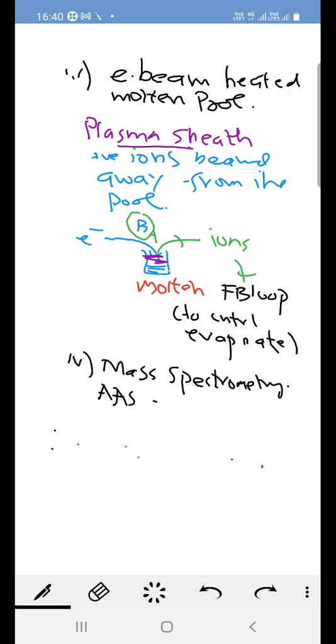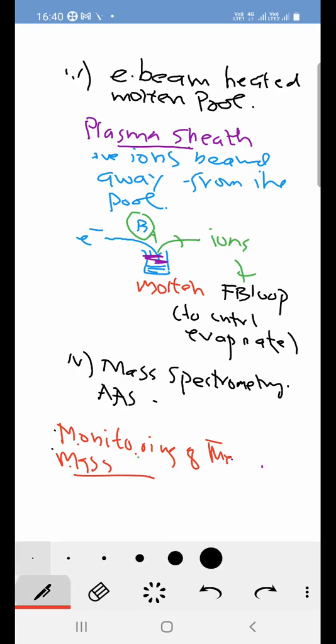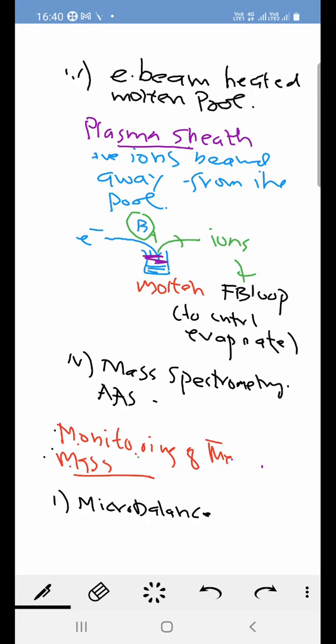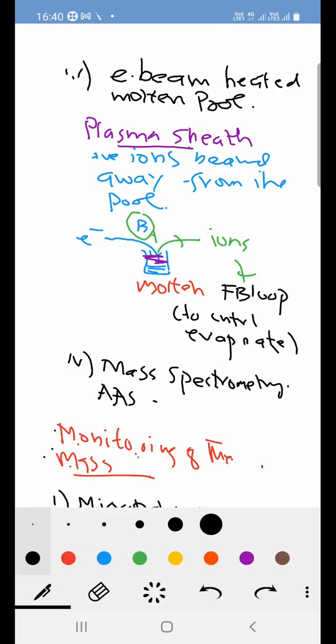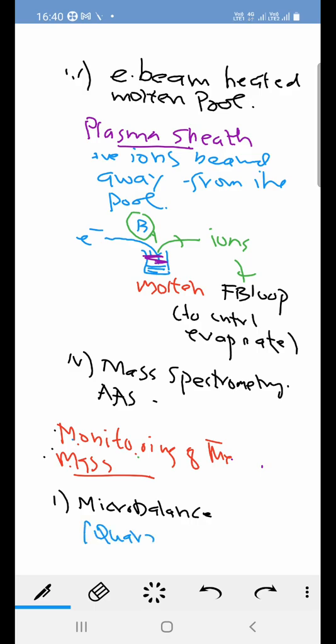Now, after the evaporation is controlled, we need to monitor the deposited mass. Monitoring of the mass is also important, because how much film has been deposited, the thickness of the film, can also be known by monitoring of the mass. In these monitors, the first one is of course the microbalance, which detects changes in the mass due to condensed atoms, and it is supported by a quartz fiber wire deflection.